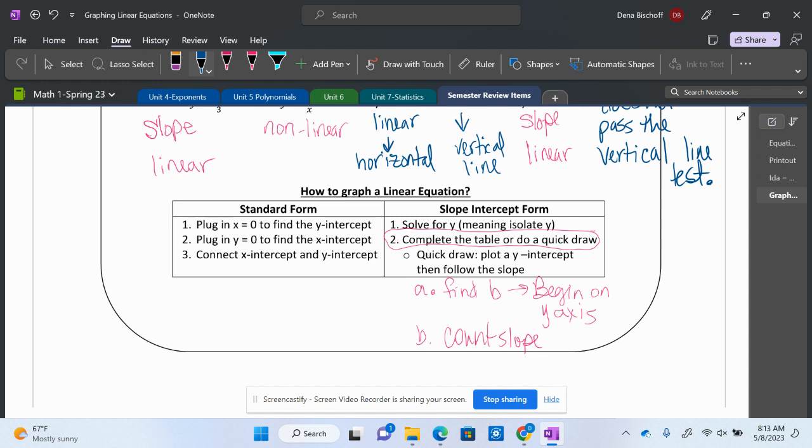So I am going to go to the next page, and we're just going to graph the same equation, but we are going to write it two different ways.